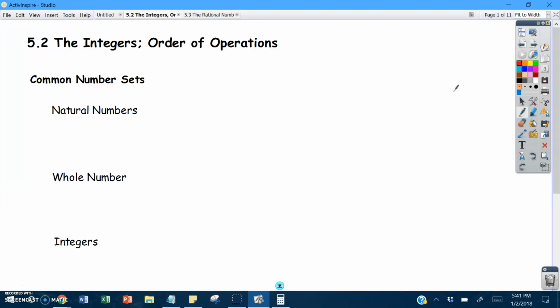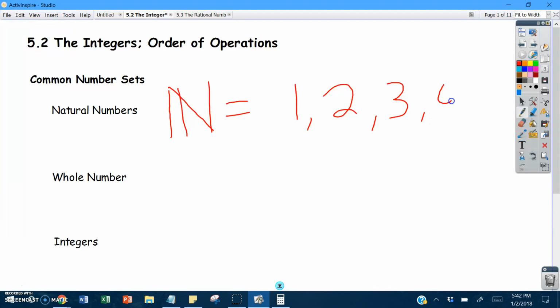The first one is the natural numbers, which we usually denote with some sort of fancy looking N, kind of like this. So you might see a bold N in your textbook. And the natural numbers are simply the counting numbers. So it starts with 1, 2, 3, and all the numbers after that are considered natural numbers. So starting with 1, the counting numbers are the natural numbers. So when you see that, that's what we mean.